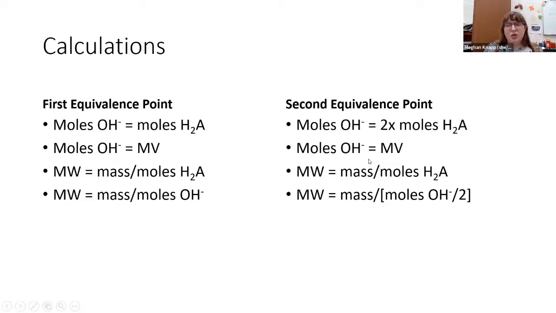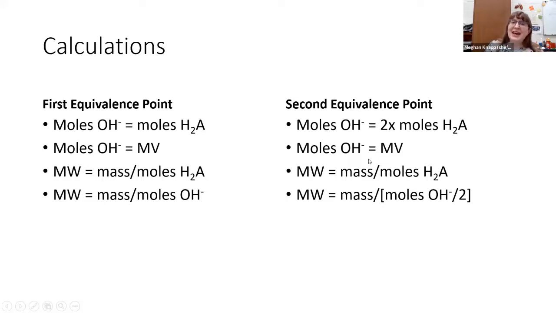At the second equivalence point, which is sometimes a little easier to see, we have twice as many moles of hydroxide as we do of acid. So we had to use 2 moles of hydroxide for every 1 mole of the acid in order to get to our second equivalence point. Finding the molarity of the hydroxide is still the same because its concentration didn't change. Okay, so we're still going to take the concentration on the bottle times the volume that we added. But the molar weight, which is the mass divided by moles of our acid, is going to be mass divided by half the moles of the OH that we've added.